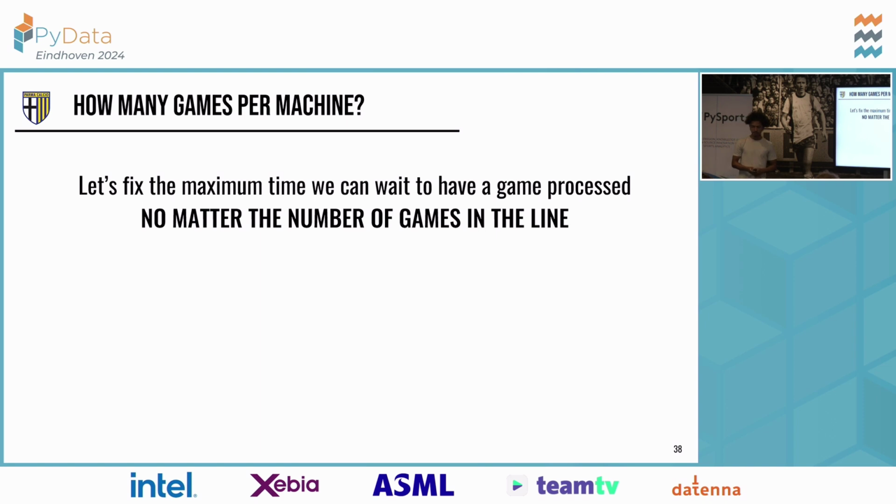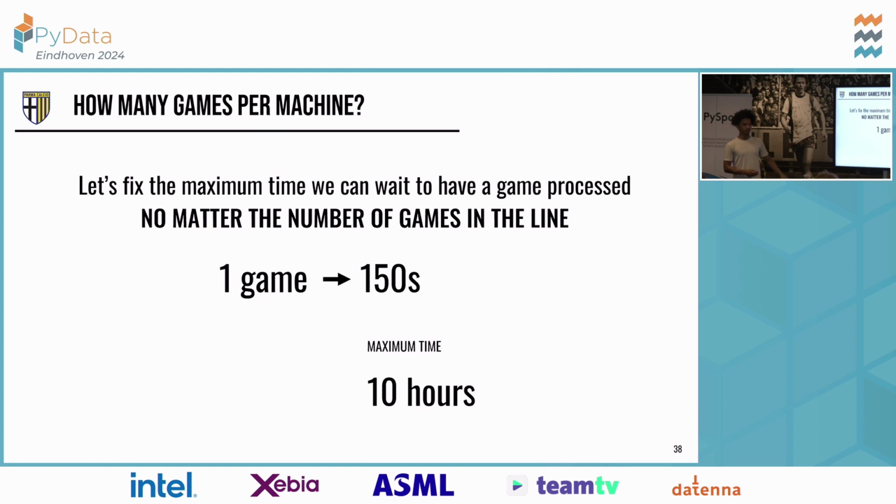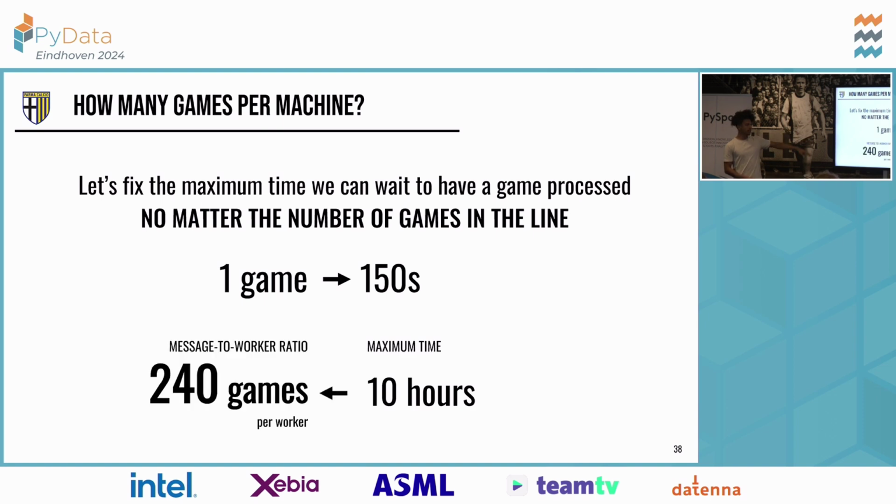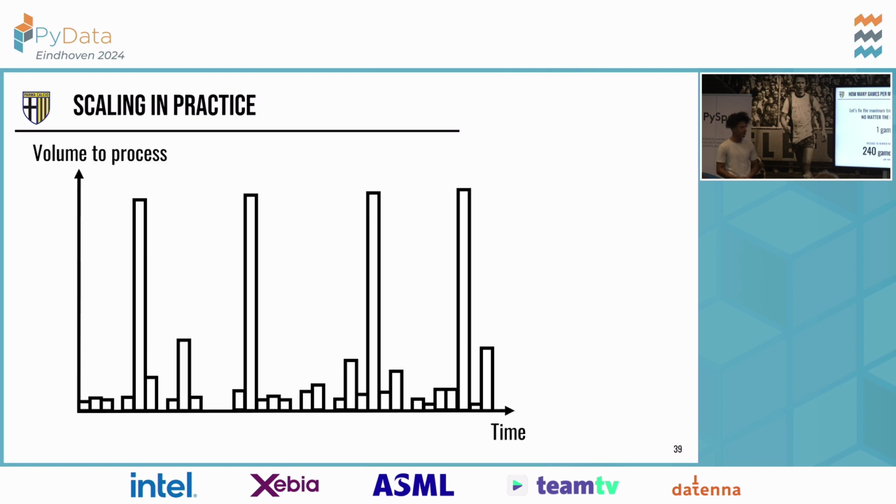The good thing with our solution is that you can set the maximum time that you can wait to have a game processed, no matter the number of games in the queue. This is made possible by a simple rule of three. We need 150 seconds to process a game, and if we set a maximum time of 10 hours, it means that every machine can process 240 games. And this way we are sure that in 10 hours the matches will have been processed.